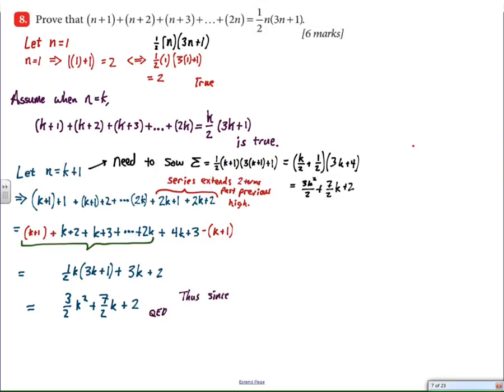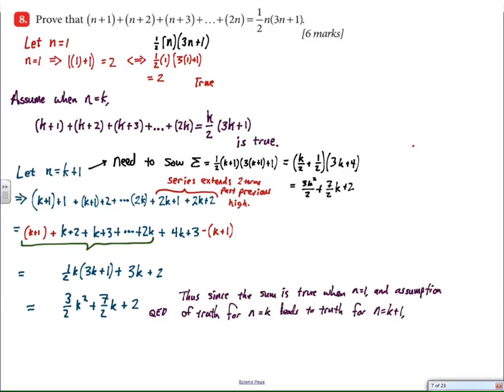So therefore, since the series is true for n equals 1, and the assumption of truth for n equals k leads to the truth for n equals k plus 1, then by the process of mathematical induction, the sum formula holds for all n that are positive integers.